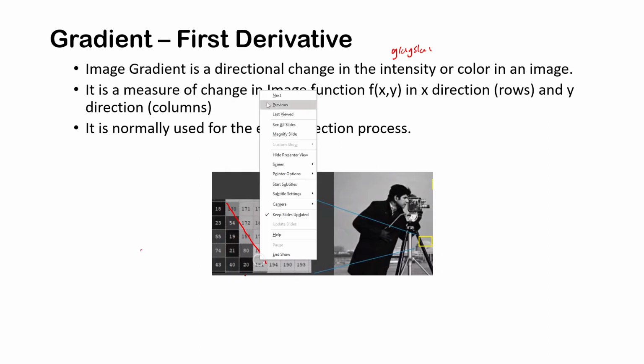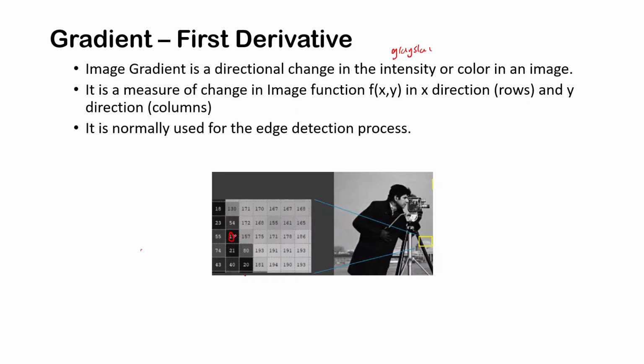Okay, the changes in intensity. So you can see the change from here, then the intensity changes here. So this is going to be your edge over here, right? So it is a measure of change in the image function f(x,y) in the x direction (rows) and the y direction (columns). So this is your x and this is your y. You will calculate one by one.